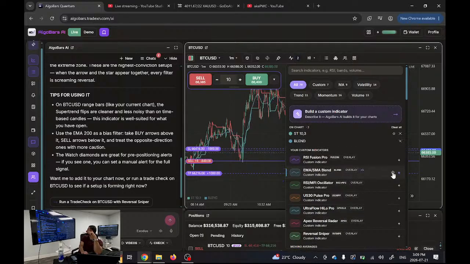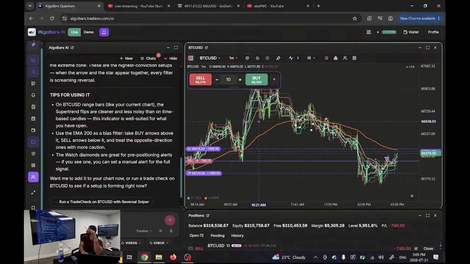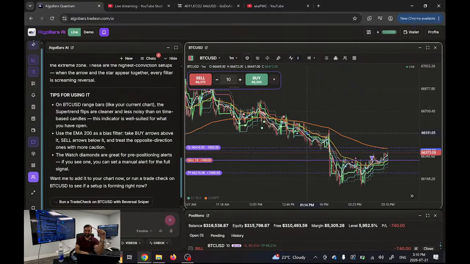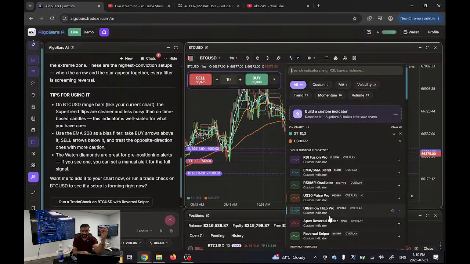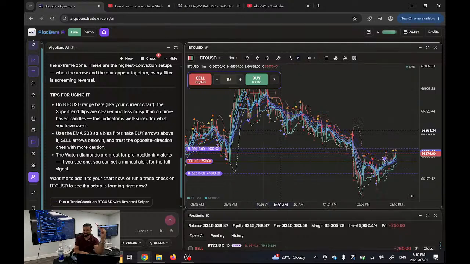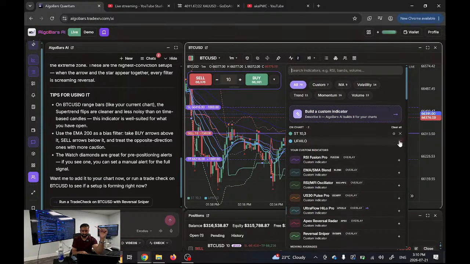EMA, SMA blend. I mean, that's a very simple one. US 30 Pulse Pro. This is the one that I made a little while ago. And basically I told it to add triangles to show the tops of the markets, and it just does all of that. So whatever you want to make, it can basically build any indicator you want. This is the one that we made yesterday, Ultra High Flow. Look at this crazy indicator. So you can actually build anything that you want through the AlgoBars AI.